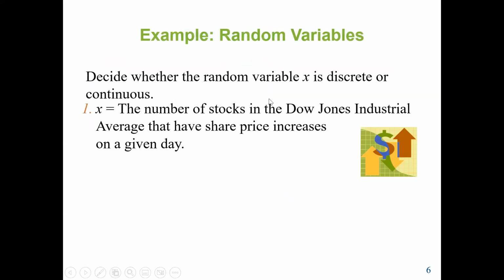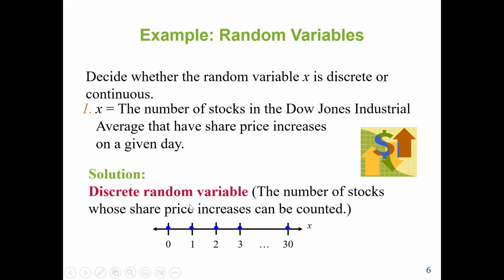Decide whether a random variable X is discrete or continuous. Number one, the number of stocks in the Dow Jones Industrial Average that have share price increases on a given day. Now, the key words are the number of stocks. This is based on counting. We are going to count the number of stocks in the Dow Jones Industrial Average that have share price increases on a given day. So the solution again will be a discrete random variable. It's based on the number of stocks, counting.